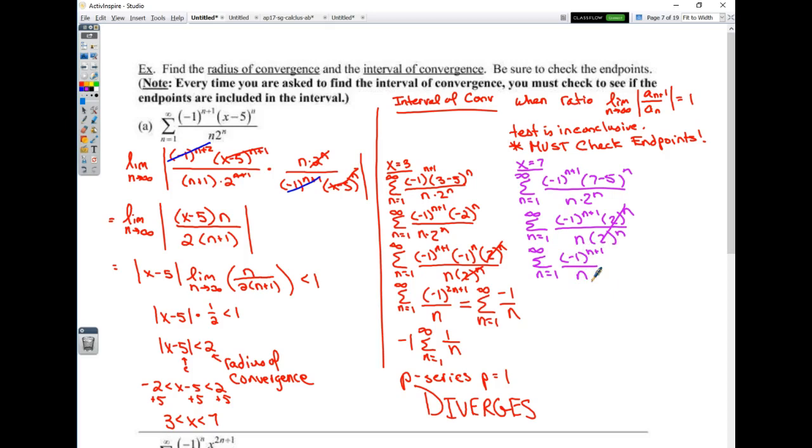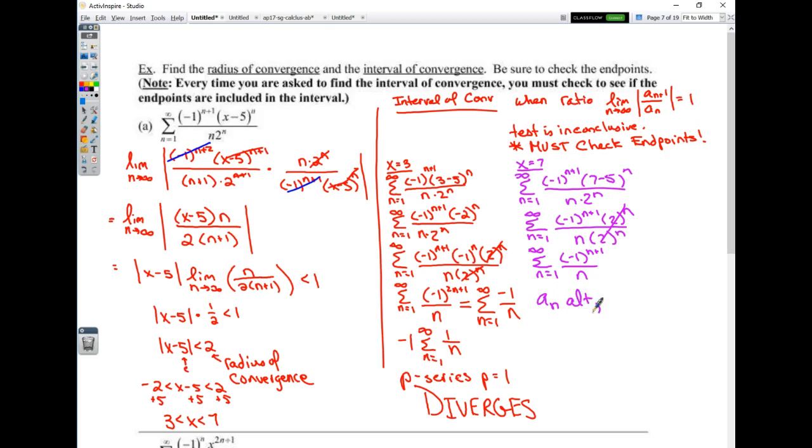There's no weird, freaky negative thing going on. Will this alternate? Wait, if it alternates, what series am I looking at? I'm hoping for an alternating series. What are my conditions for alternating series? Condition 1: we have to be alternating. A of n alternates. Condition number 2.